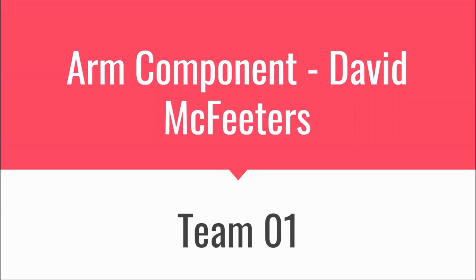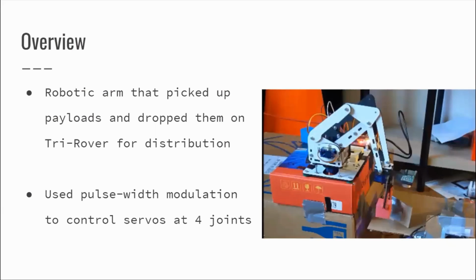Hello, my name is McFeeters, and I was the ARM component engineer for Team 1. The ARM operated by placing vaccine payloads on the rover at the fixed pickup location on which it was mounted. Pulse width modulation was used to control servos of 4 joints, allowing for 4 degrees of freedom.